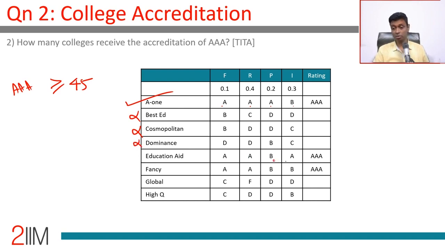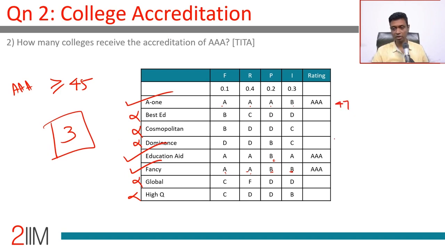B is 0.2, AAA, this works. AA, BB, these two add up to 0.5 weightage. Between 50 and 40, equal weightage. It will be equal to 45. That works. Global has an F, no A's. So there are 3 colleges that receive accreditation of AAA.